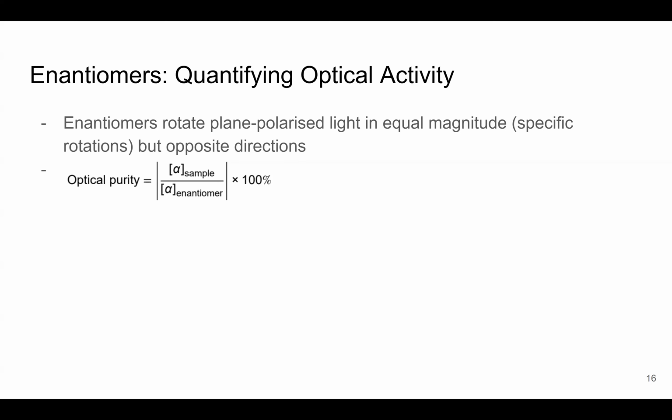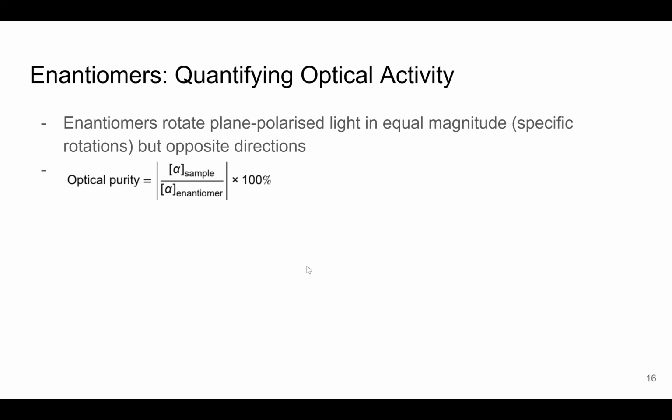The optical purity is basically the specific rotation of the sample divided by the specific rotation of the enantiomer, times 100%. That's how we know how pure the sample is. When people say this sample is made up of only one enantiomer, and you find that the specific rotation is not the same as that enantiomer's, you can plug in the specific rotations and find out how pure the sample is via the optical activity.